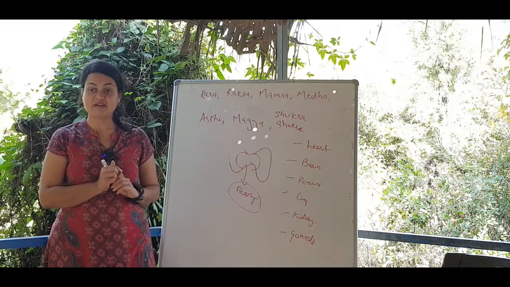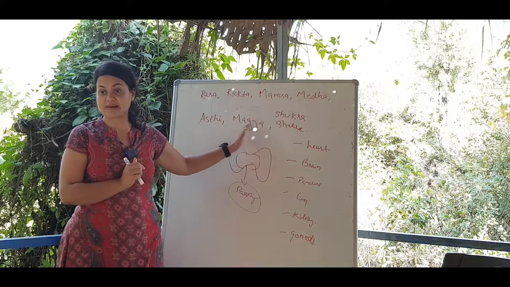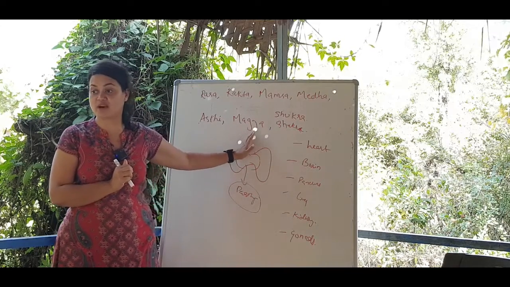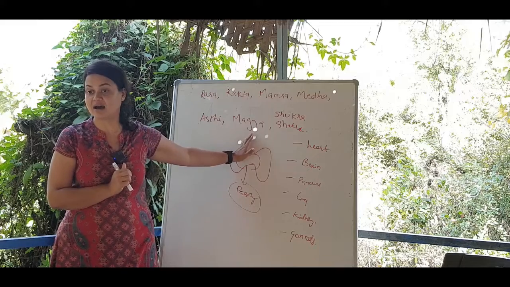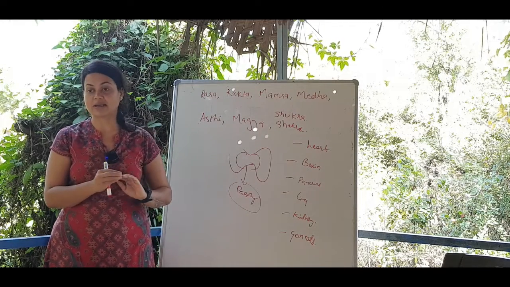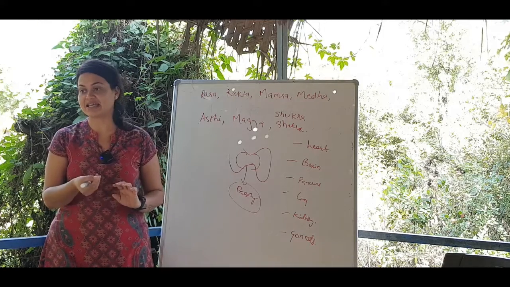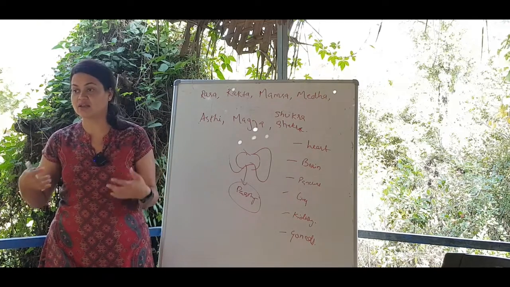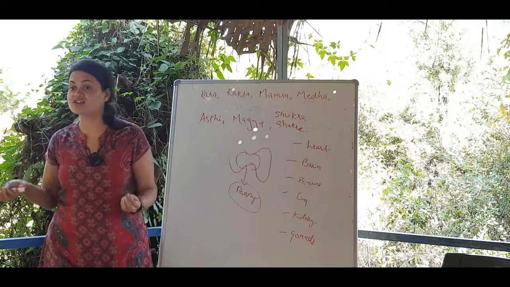Okay. We have the out product, the last product, which is a waste product, called Mala. In Ayurveda, all your nails, sweat, urine, feces, even your hairs are mala.